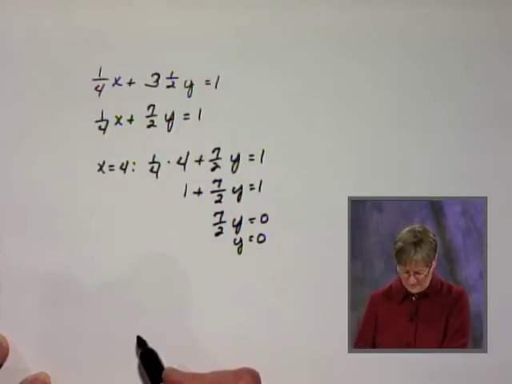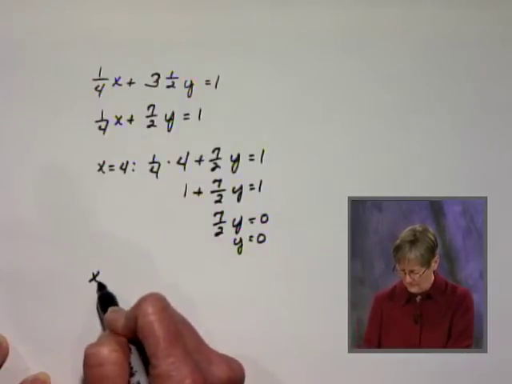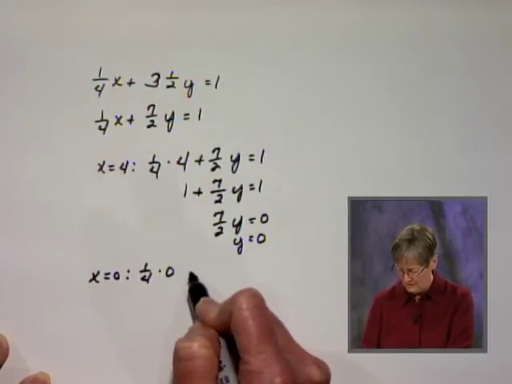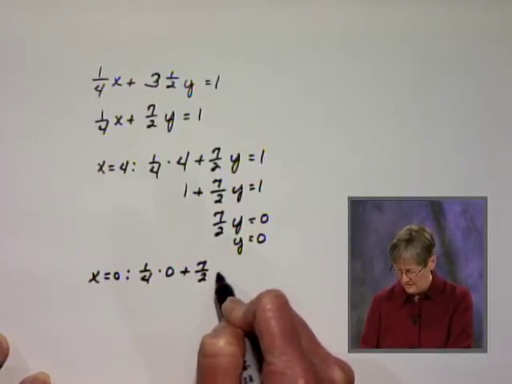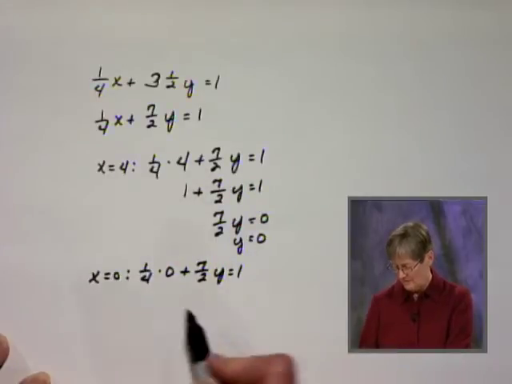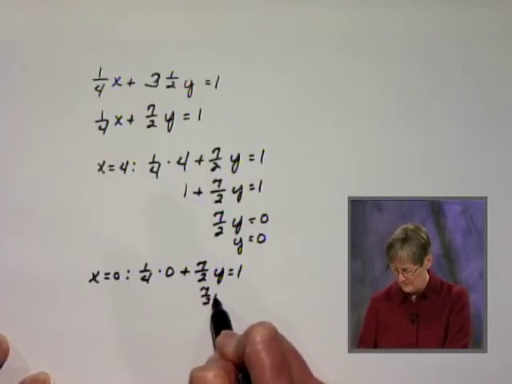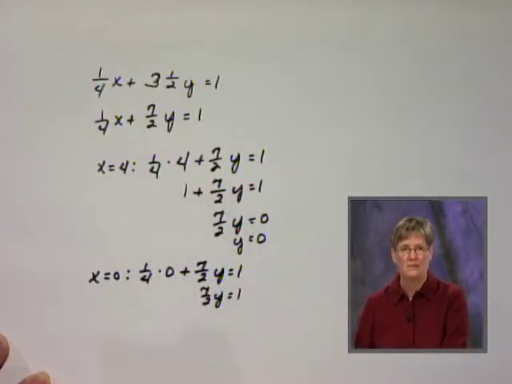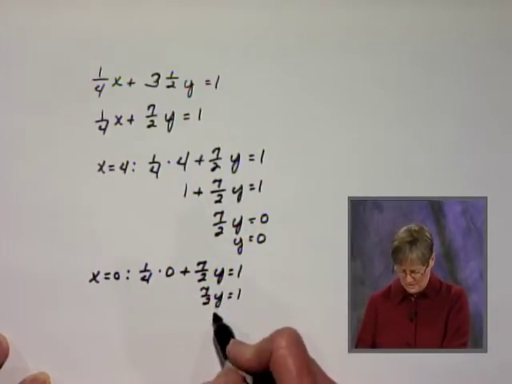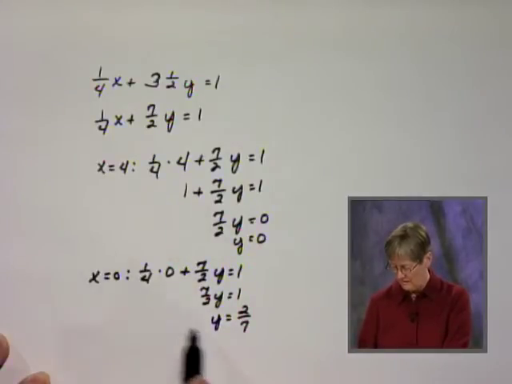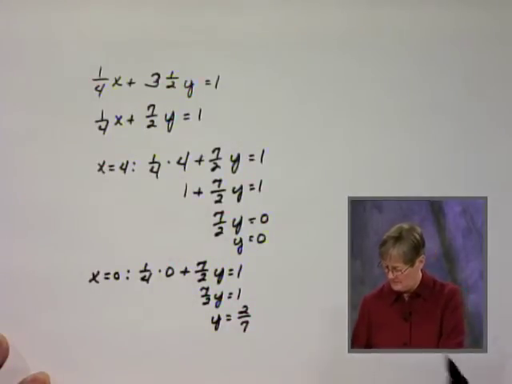Let's let x be 0. If x is 0, I have 1/4 times 0 plus 7/2 y equals 1. This is 0, so I have 7/2 y equals 1. And if I multiply both sides by 2/7, I get y equals 2/7. So I have a point 0, 2/7. And let's find one more point.